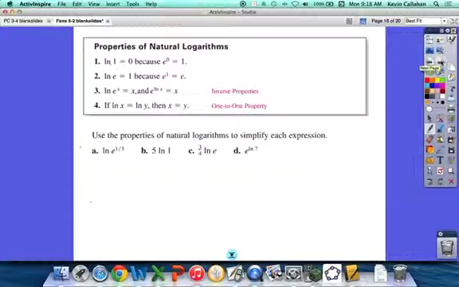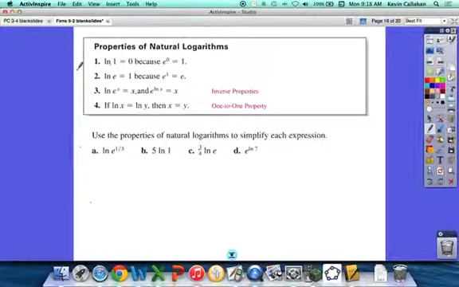So the properties of natural logarithms are the same as the properties of log of any base. Wouldn't they have to be? The properties we already saw said they were valid for any base a, right? Well, now a equals e. So the only thing that's going to change is that instead of saying log, you see ln. ln of 1 equals 0. We already said that if you take the log of any base of 1, you get 0. So it's still true.